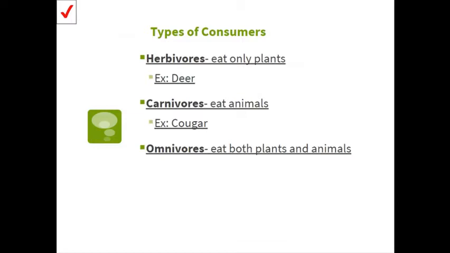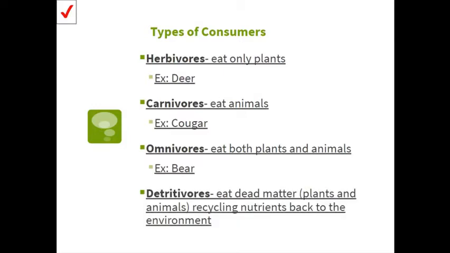We have omnivores, which are capable of eating both plants and animals depending on what the circumstances show and what's available to them. These include bears. Also, most humans are also omnivores. Most, not all. And finally, we have detritivores, also known as decomposers. These include both plants and animals, whose primary job it is to recycle nutrients back to the environment. For example, bacteria, crabs, and other things like fungi and mushrooms are great examples of detritivores.